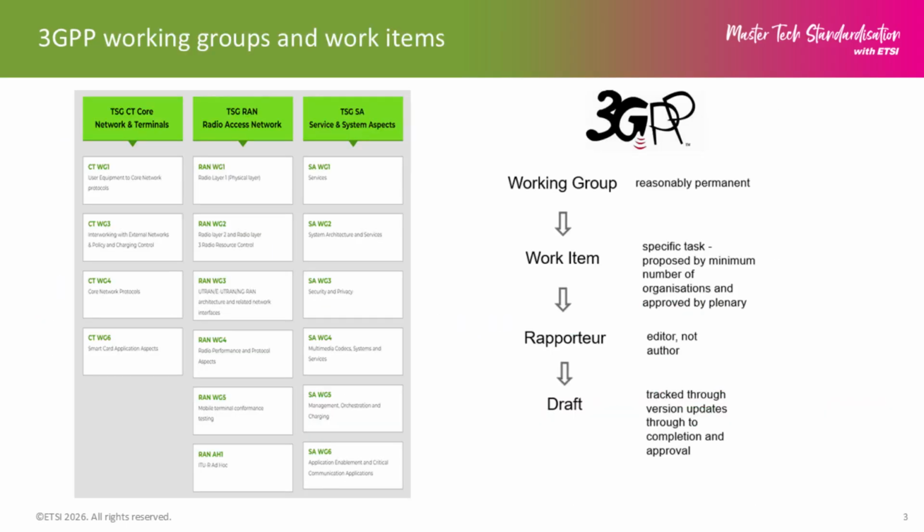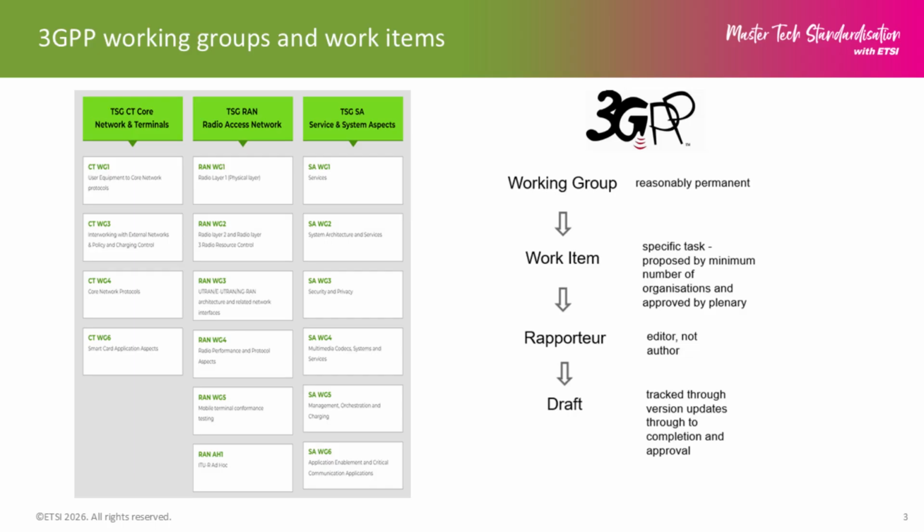The way that the organisation is set up is that we have plenaries across the top. There are 3 plenaries. There's one that looks after networks and terminals, one that looks after the radio, and one that looks after systems and service aspects. There are different working groups below these. If you go onto the 3GPP website, that's 3gpp.org this time as opposed to the ETSI website, you'll be able to find all the information about those groups.